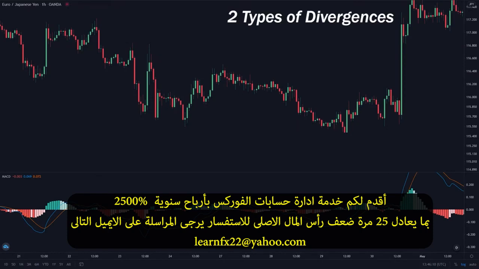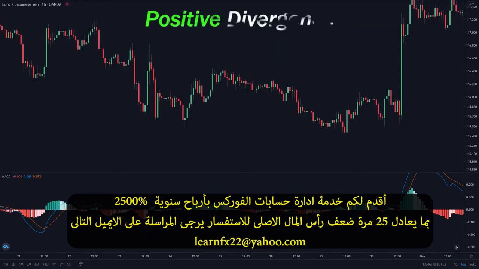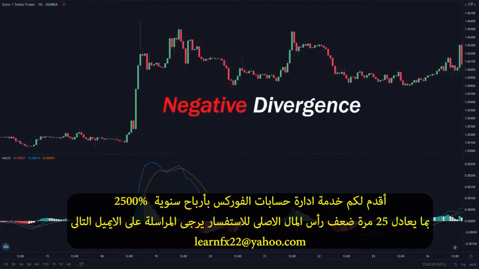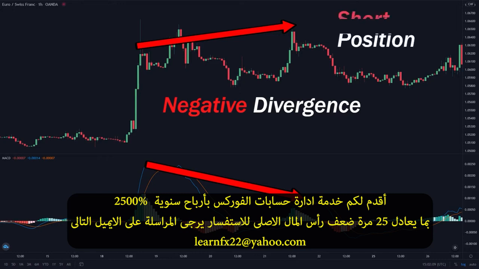So there are two types of divergences: a positive divergence and a negative divergence. A positive divergence is when the price is moving lower and forming lower lows, but instead, the indicator is forming higher highs and showing bullish signals. So if you detect a positive divergence, it means you are looking to take long positions. Similarly, a negative divergence is when the price is moving higher and forming higher highs, but the indicator is instead forming lower lows and showing bearish signals. So, if you detect a negative divergence, it means you are looking to take short positions.